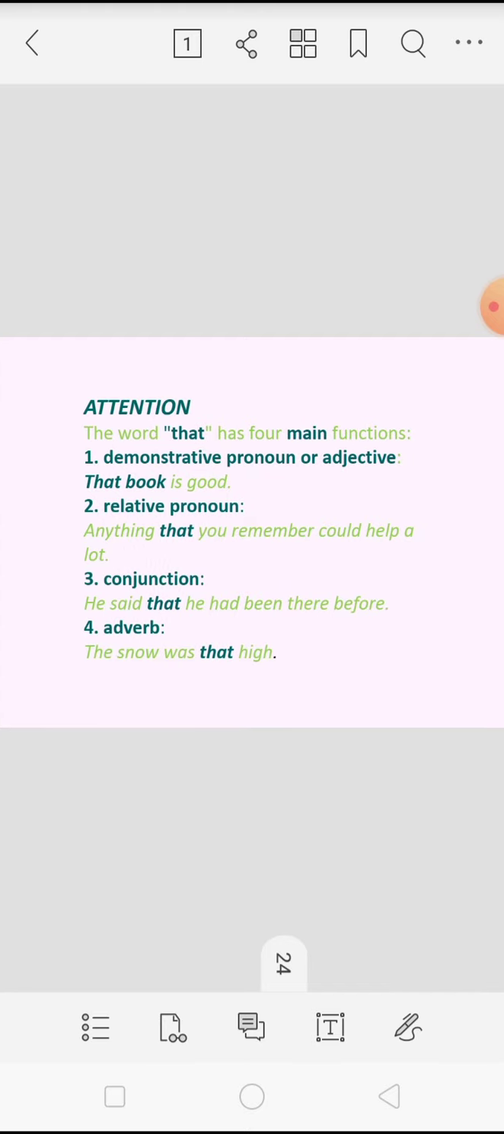Attention. The word "that" has 4 main functions. Demonstrative pronoun or adjective: that book is good. Relative pronoun: anything that you remember could help a lot. Conjunction: he said that he had been there before. Adverb: the snow was that high.